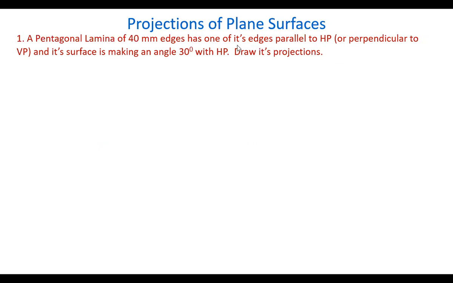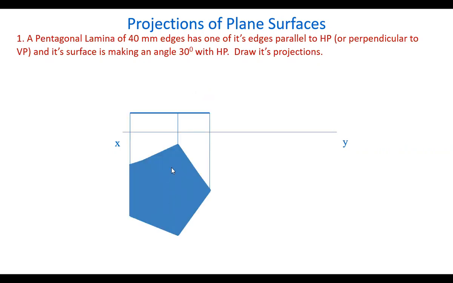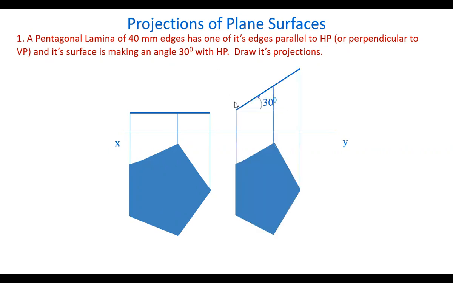It's not resting. If it is resting, then you have to take it on the HP itself. So here we'll take the plane parallel to HP like this at some height above HP, and its surface appears like a straight line in the front view, and now it is making some angle, 30 degrees, with the horizontal plane. So draw this line, take the plane here at a 30 degrees angle and draw the top view. This is the final position.